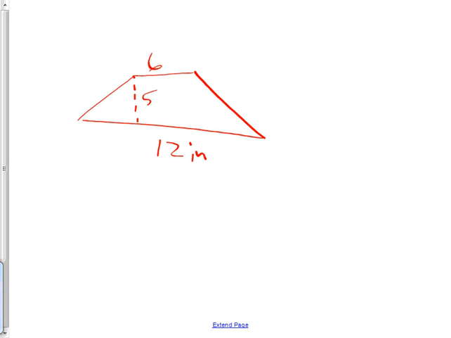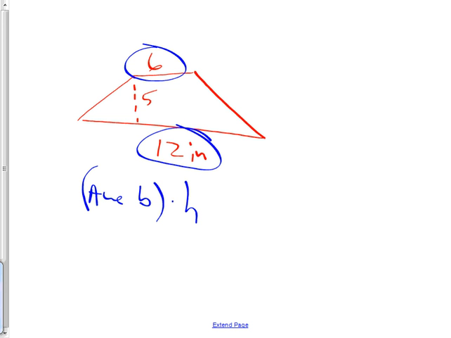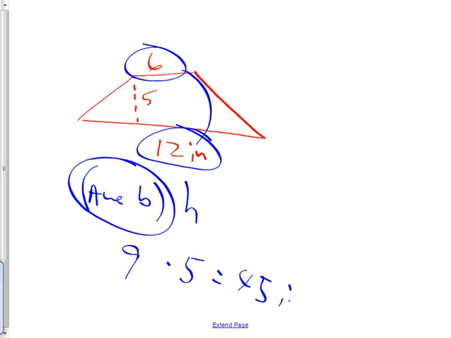So anyway, we need to know: average the bases, and then times by the height. That's a base. That's a base. If I use 12, 5 times 12 would be too big. If I used 5 and 6, 5 times 6 is 30, and that'd be too small. So what I do is I average these two. Instead of using 12 or 6, I add them together. Makes 18. Divide by 2 makes 9. The average of the bases is 9, and then times it by the height. 9 times 5, final answer, 45 inches squared. Did anybody have that? Awesome. 5 of you knew that.